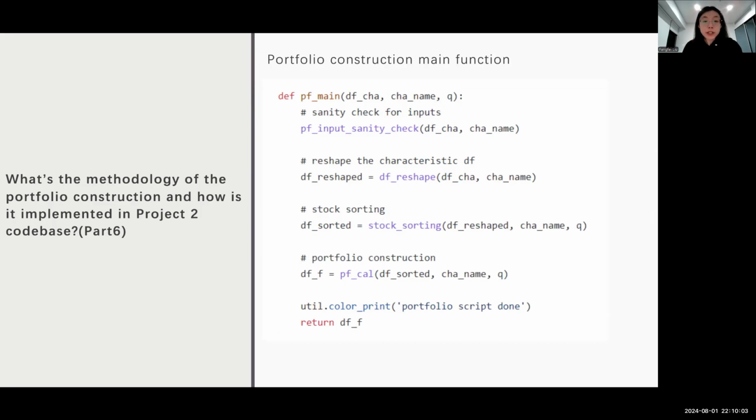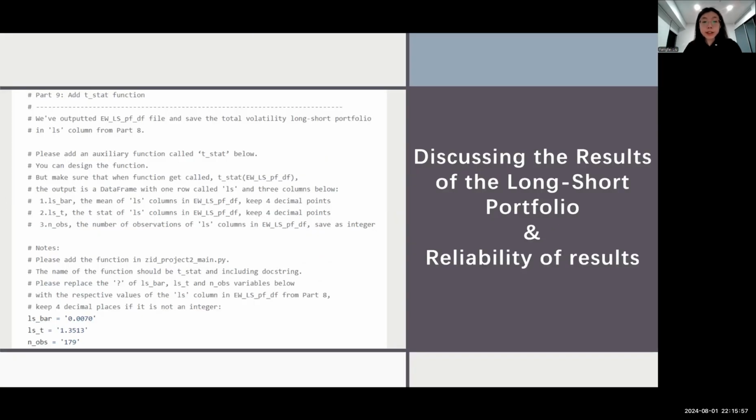Finally, the portfolio construction main function is to coordinate the entire process of portfolio construction by calling the above functions. Now, let's discuss the result of the long-short portfolio. In part 9, we calculate the average return of the long-short portfolio and the t-statistic. The result shows that the average return of the long-short portfolio is 0.0070, and the t-statistic is 1.3513.